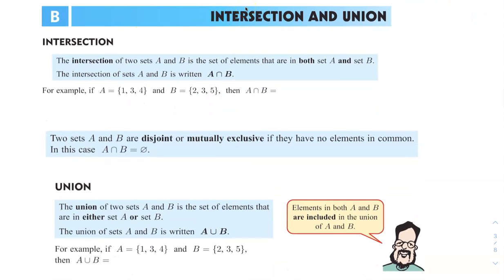Intersection and union. So the intersection of two sets is symbolized by this notation, also known as an AND statement. So two ways to look at intersection. It's this or AND. The intersection of two sets A and B is a set of elements that are both in A and in B. So if it's in A and in B, then it's an intersection. Example: if A has 1, 3, 4 and B has 2, 3, 4, the intersection within both of those is 3.